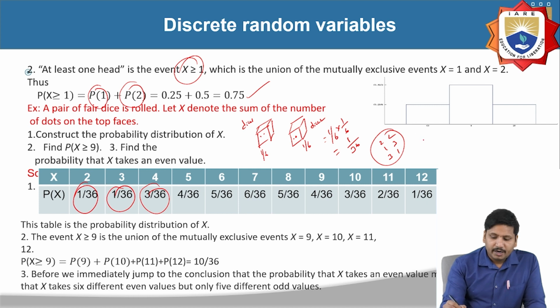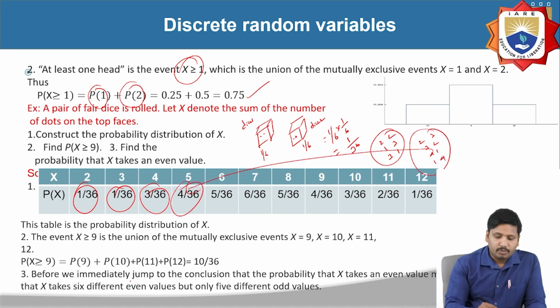So what is the probability of getting 5? 2 3, 3 2, 4 1, 1 4, so 4 by 36.